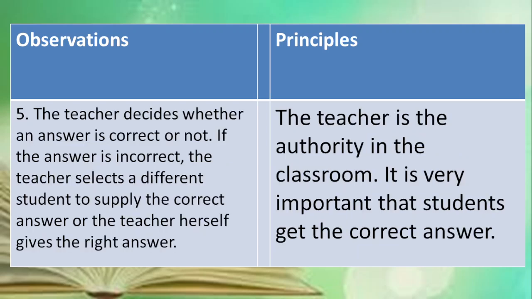5. The teacher decides whether an answer is correct or not. If the answer is incorrect, the teacher selects a different student to supply the correct answer, or the teacher herself gives the right answer. The teacher is the authority in the classroom. It is very important that students get the correct answer.